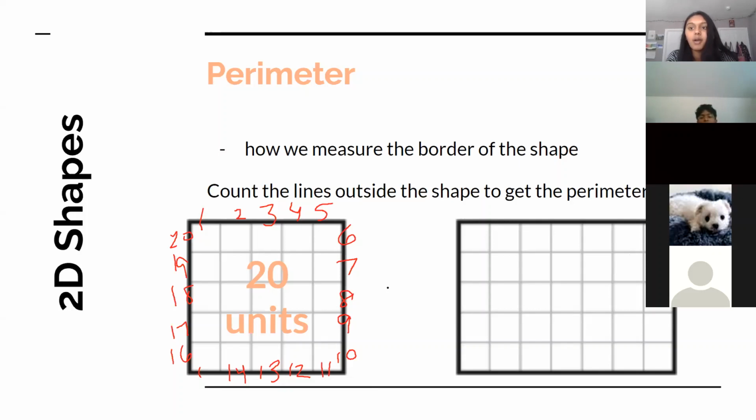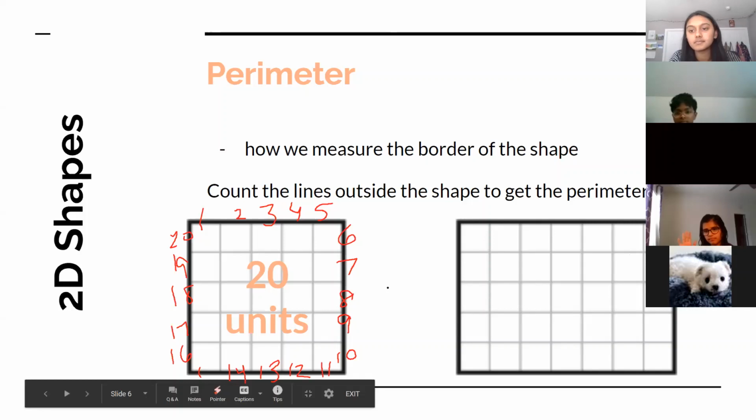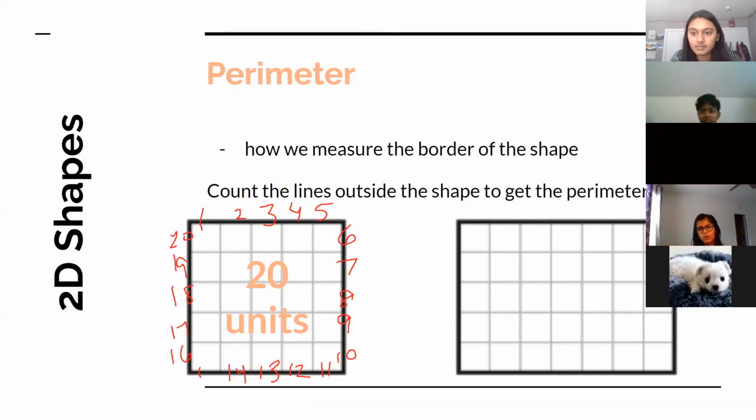Unless we have questions, we're going to mute ourselves, okay? I have a question. If you don't count by the border, and if you count inside the shape, is that the same as the perimeter?